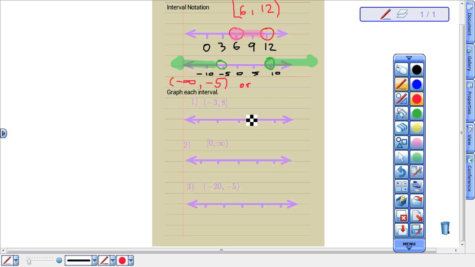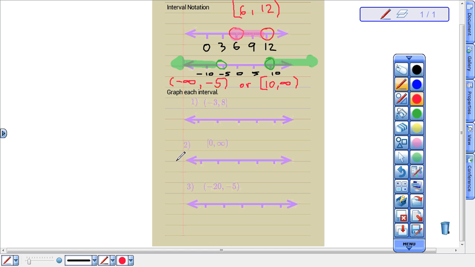Or, for the second inequality on this graph, we have 10. We're going to copy 10, and then it goes to the right all the way to positive infinity. So we're going to use a bracket for 10 because it's shaded in, and a round parenthesis for infinity because it's not possible to have a boundary at infinity. So every time we have negative or positive infinity, we're just going to write the round parenthesis.